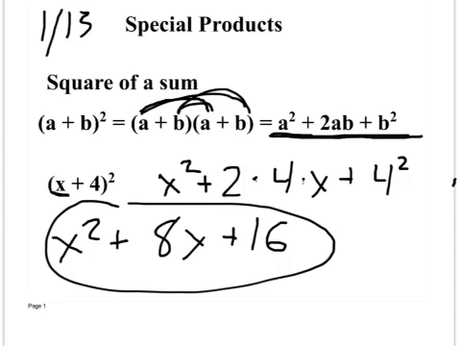Now, can I go ahead and just FOIL it? Can I just do x plus 4 times x plus 4? Yes, I could. That's exactly what it is, right? So x times x is x squared. 4 times x is 4x. X times 4 is 4x. So 4x plus 4x is 8x. And then 4 times 4 is 16. So it works out. So if this is confusing, to use this parent function and just plug stuff in, then just FOIL it.